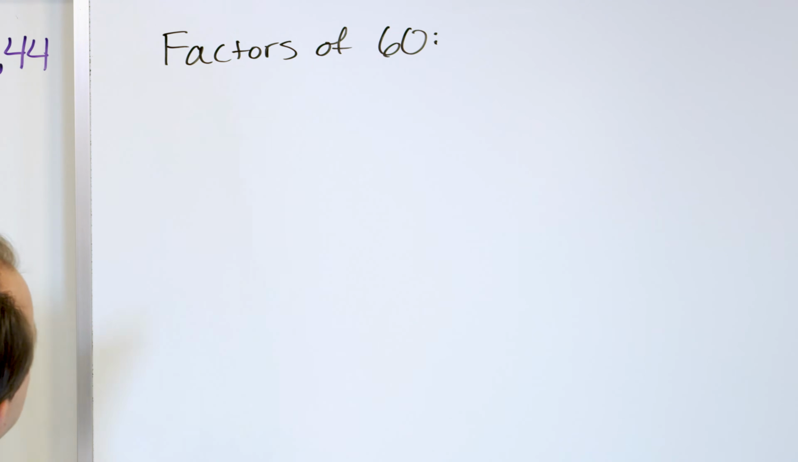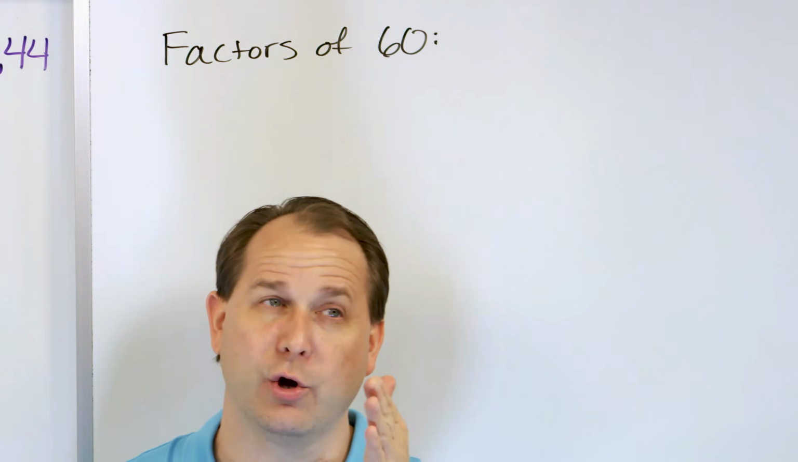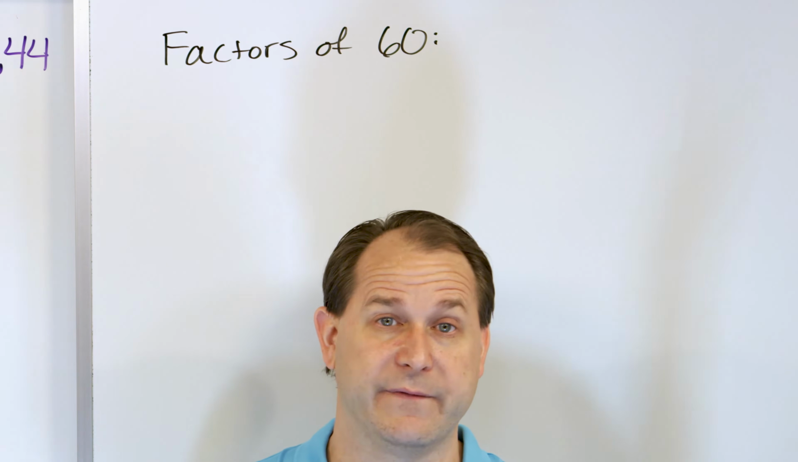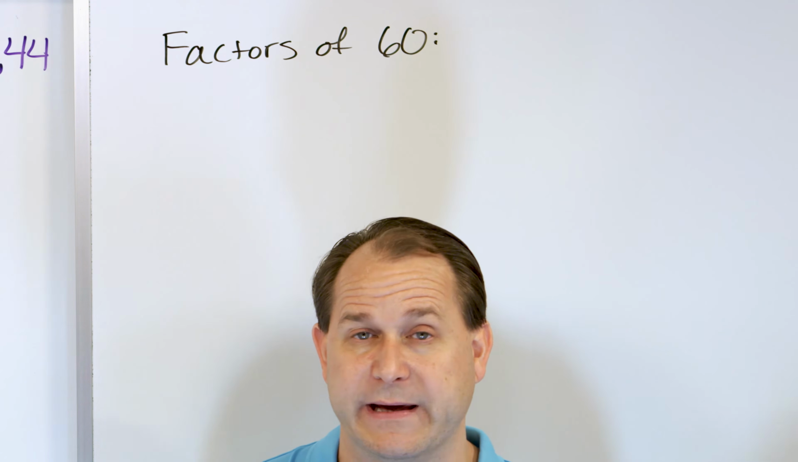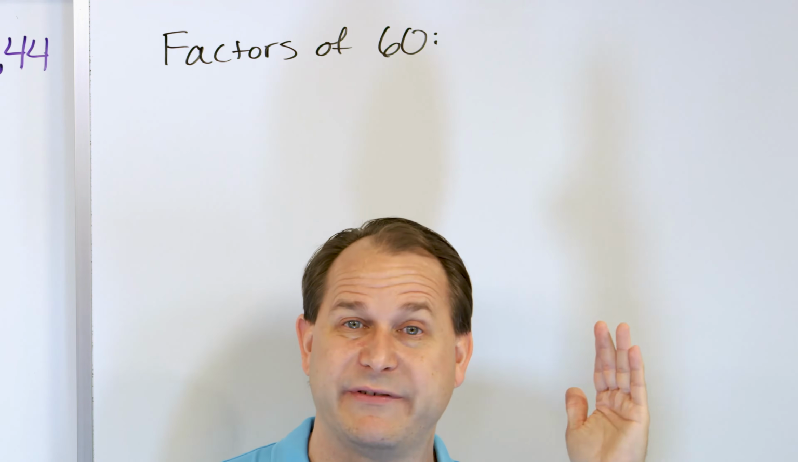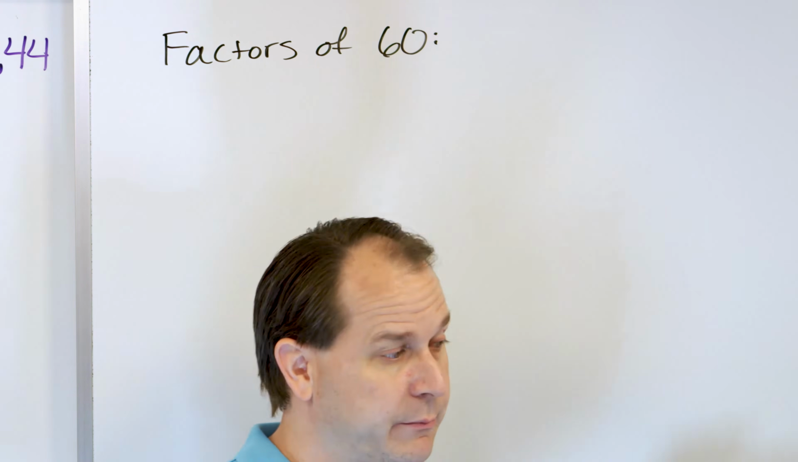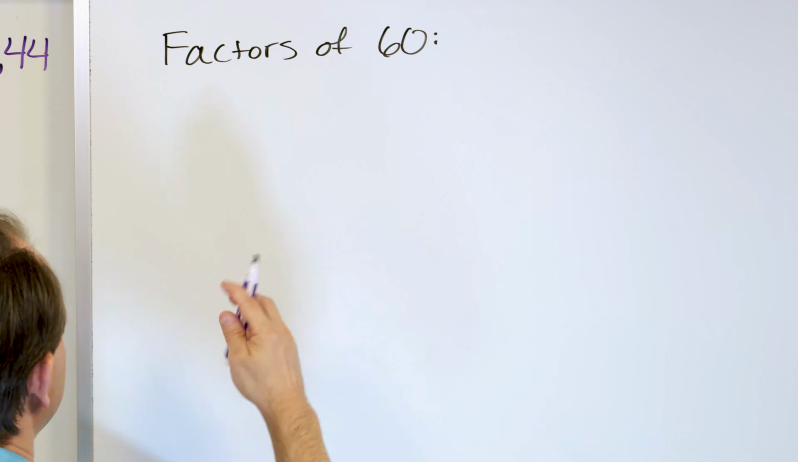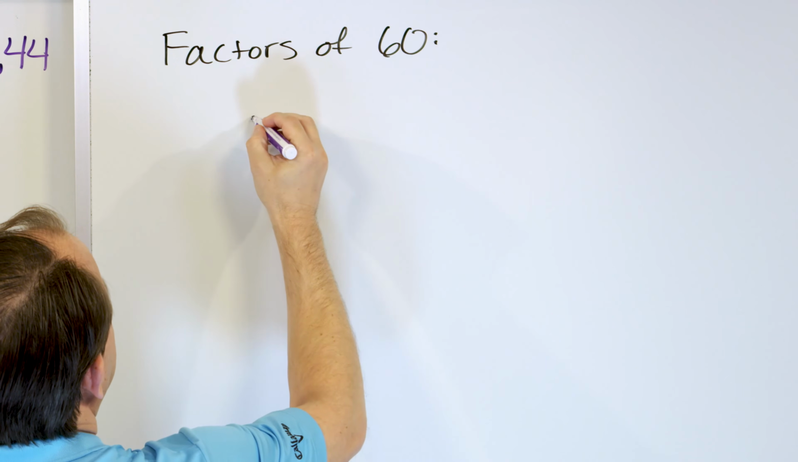So what you would have to do manually is you'd have to go 1 and 2, then 3, then 4 and 5, and you'd have to look for math facts or multiplication facts to multiply to give us 60, and you have to go all the way up to the number 60 and consider all of those numbers. A much easier way is to write a factor tree. So let's take a look.